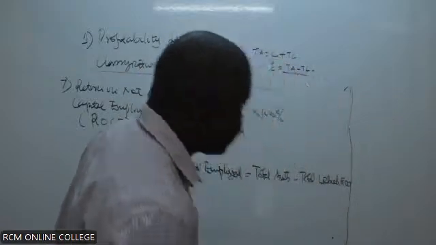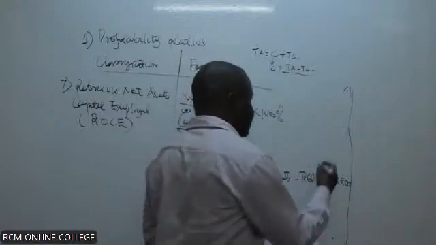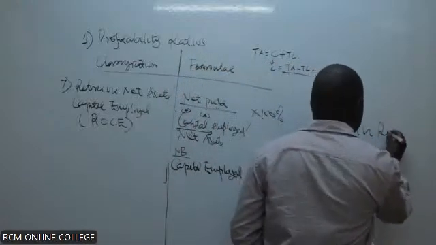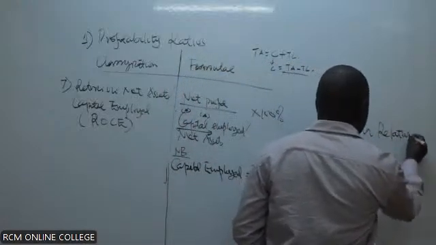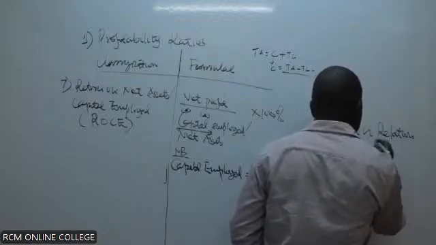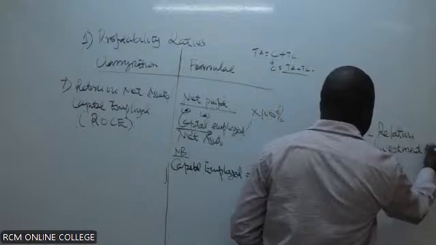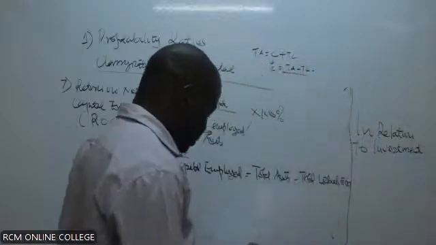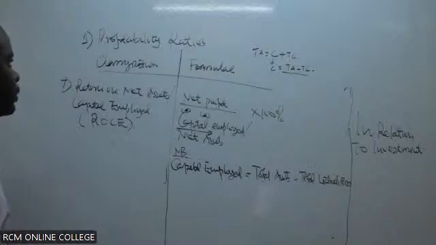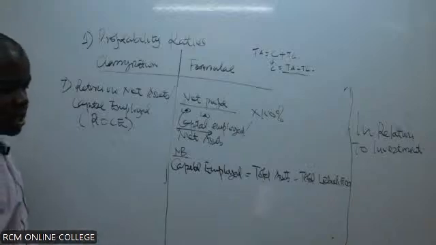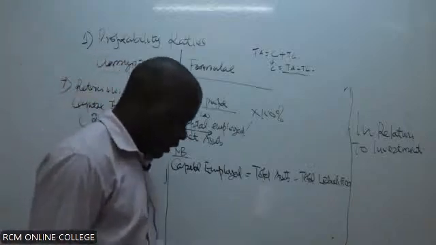So they are in relation to investment, the three of them. Those are the profitability ratios that we can compute or come up with.